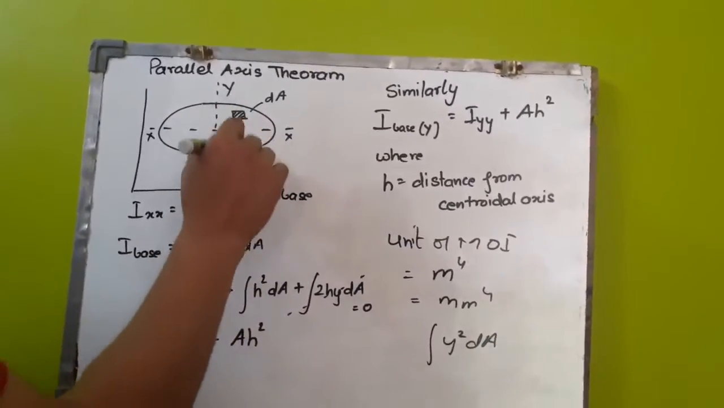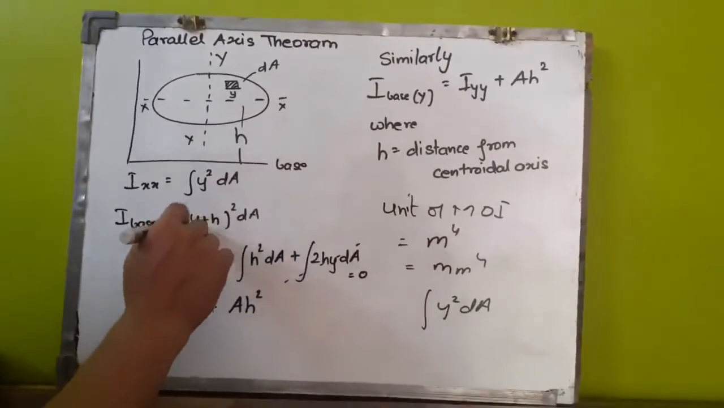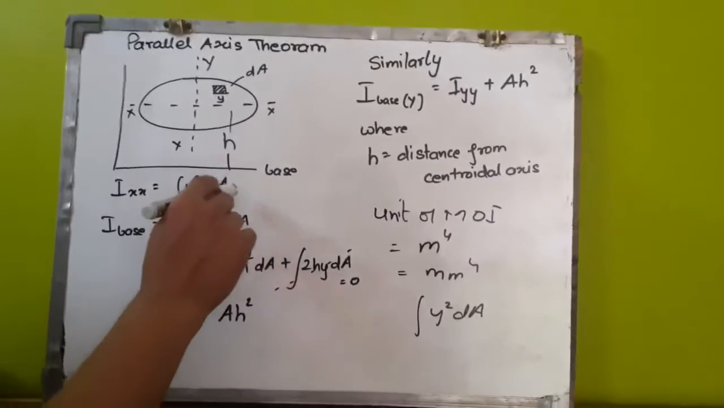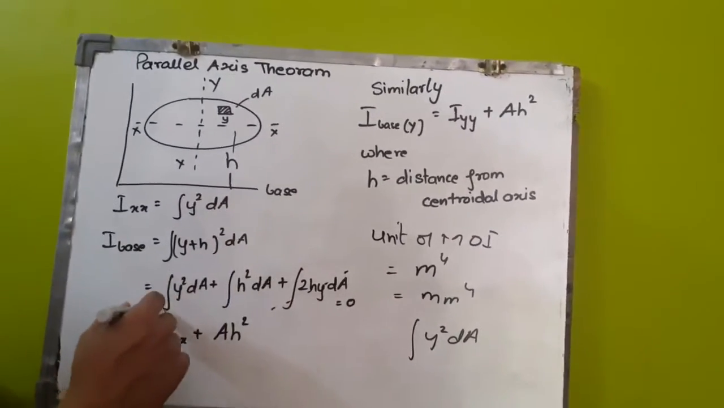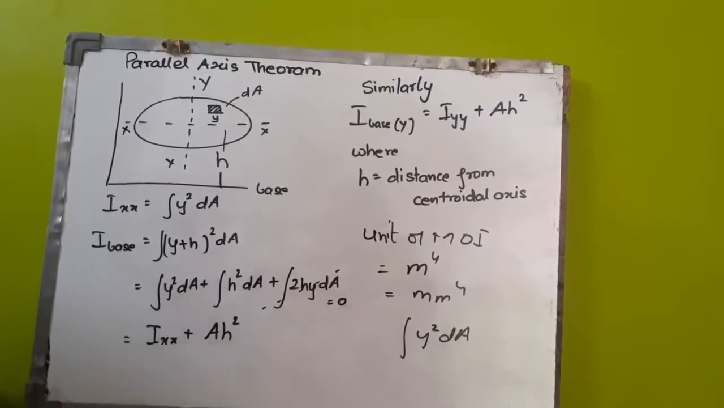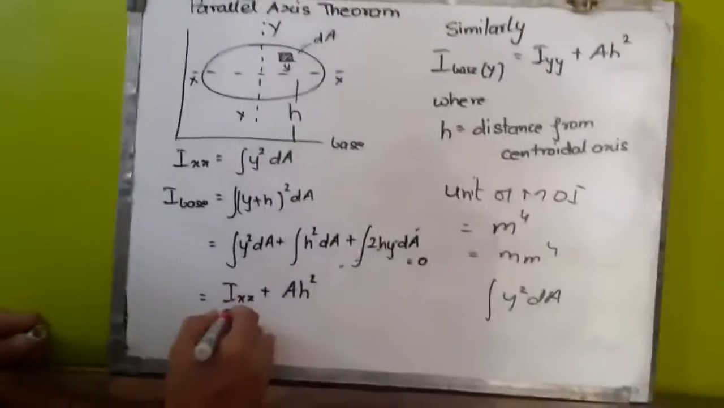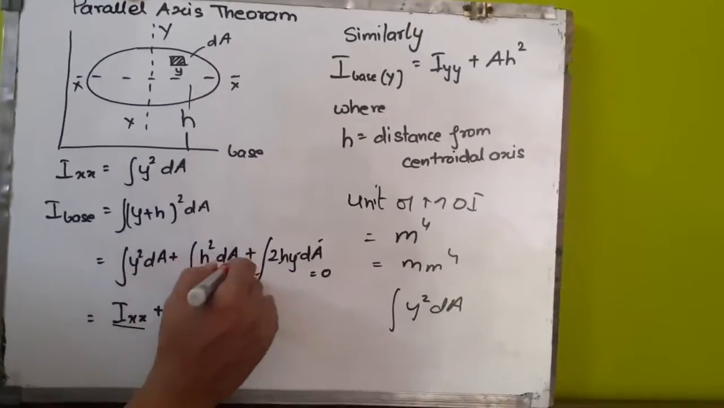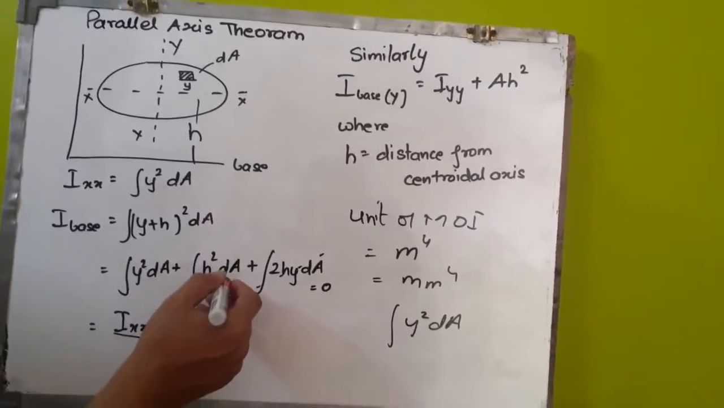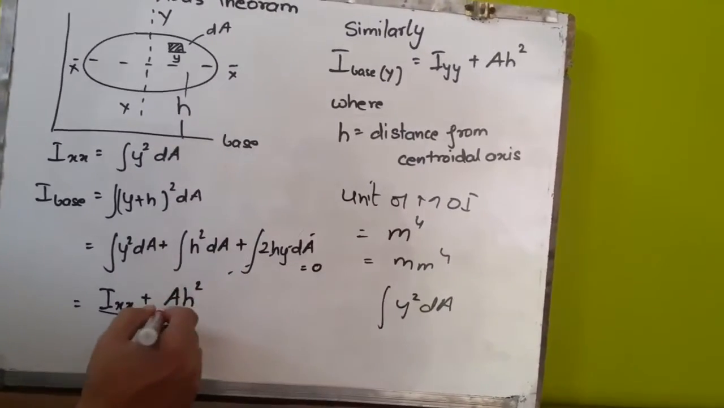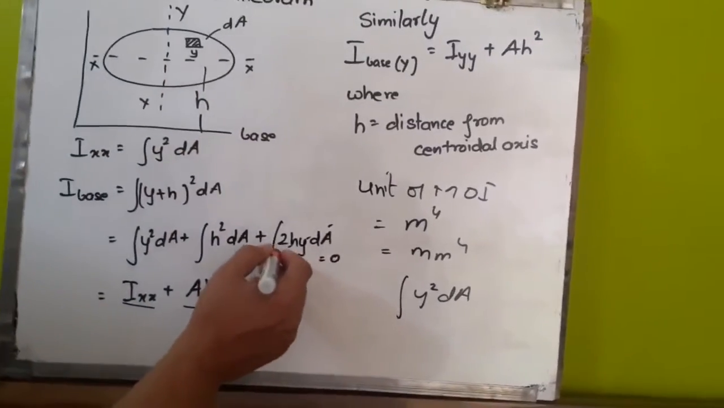y plus h, because the element is at a distance of y plus h now. So it is integral, within brackets, y plus h whole square into dA. If you open the bracket, it becomes y square dA plus h square dA plus 2hy dA. Now y square dA is Ixx. h square dA: h is a constant, so it is taken outside, and integral dA is left, so it is A h square. h is a constant here. Now come to 2hy dA.